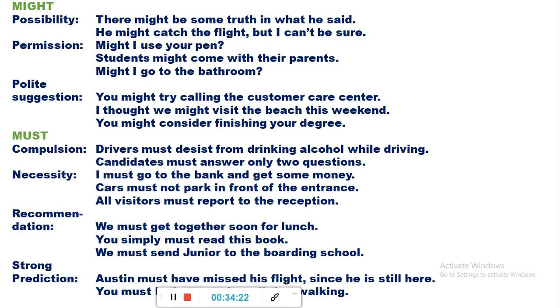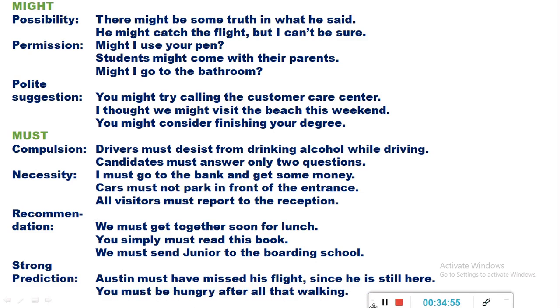Strong prediction. Austin must have missed his flight since he's still there. You are aware of the time of the flight, and the time for the flight has passed and Austin is still there. So you are making a very strong prediction that Austin must have missed his flight since he's still there up to this moment. All right. Then the second example, you must be hungry after all that walking. You know, you are making a strong prediction. Somebody has trekked for a long distance, and you predict strongly that for that reason, the person must be hungry.